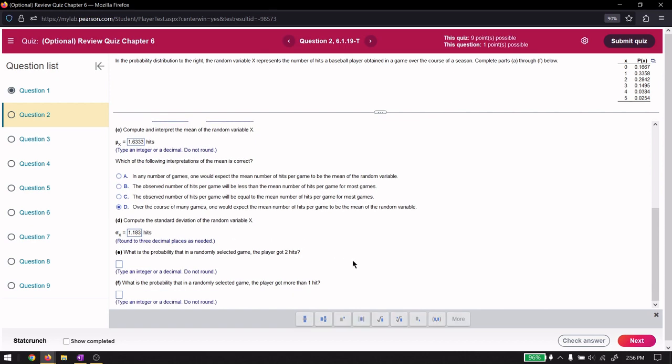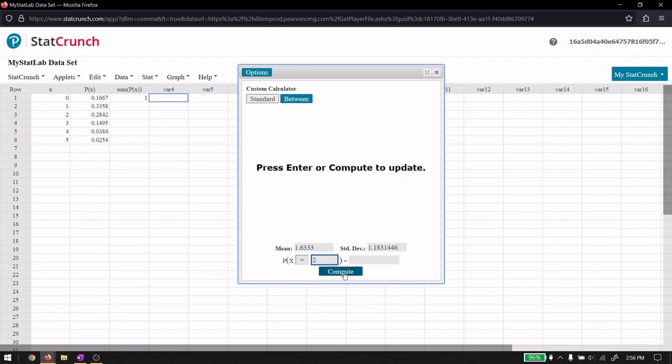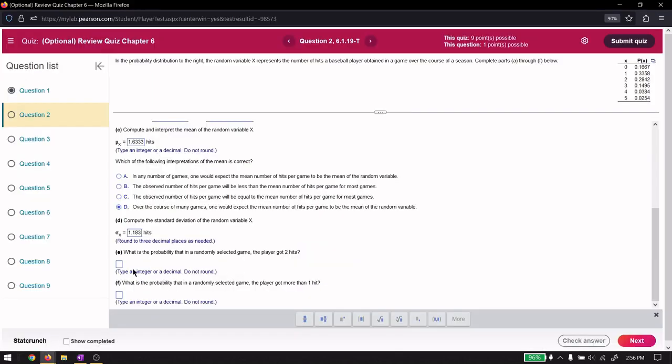And what is the probability that in a randomly selected game, the player got 2 hits? Well, this we can calculate here with this one, right? That's asking, what if it's equal to 2 hits? And right there, that's the probability of it being equal to 2 hits. It's also the same thing as just on the data here, 0.2842. That's the probability for 2 hits.